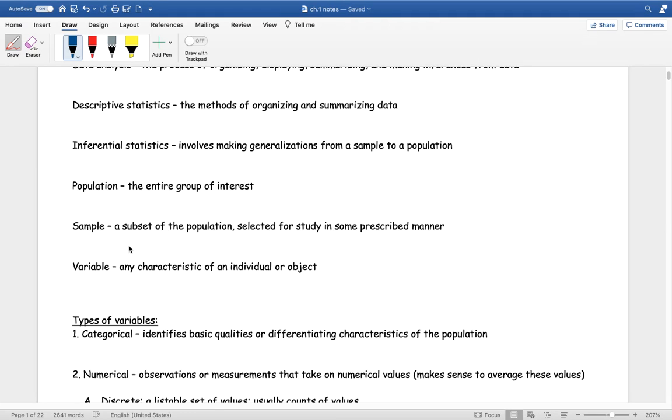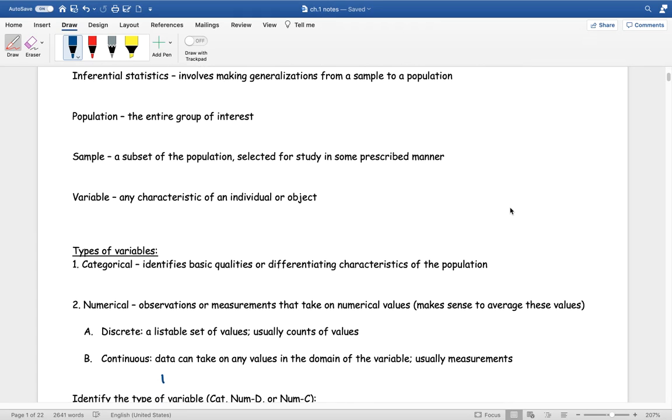So you're taking a sample of all of the high school students and just taking a sample of 800 of those. It makes no sense, we can't study an entire population, so that's why we do samples. And samples are selected for study in some prescribed manner. And we're going to talk about all those different ways that we can study samples. And then a variable or variables are any characteristics of an individual or object, basically what we're studying.